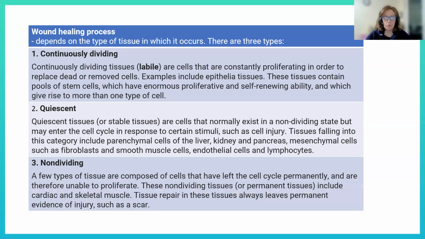And then we've got non-dividing tissue. And these are composed of cells that have permanently left the cell cycle. I'll tell you what that is in a minute, and are therefore completely unable to proliferate. So these are permanent tissues like cardiac tissue or skeletal muscle tissue. And if these have to be repaired, there will be evidence of injury, such as a scar in these tissues.